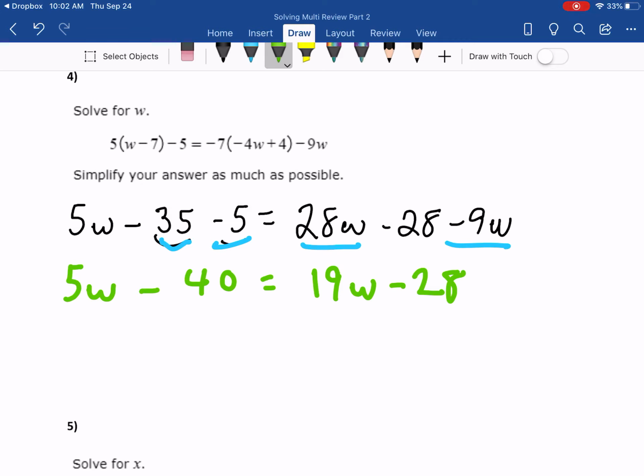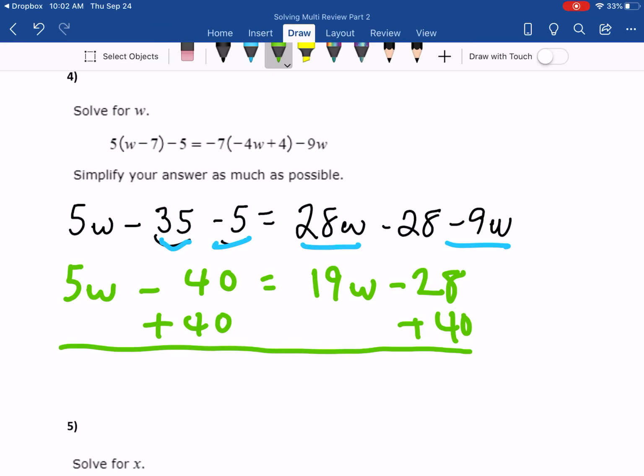Now we either want to add or subtract each side. I'm going to add 40. And you could have added the 28 instead. It's not going to make a difference. So we have 5w equals 19w plus 12. And then we'll subtract 19w from each side.